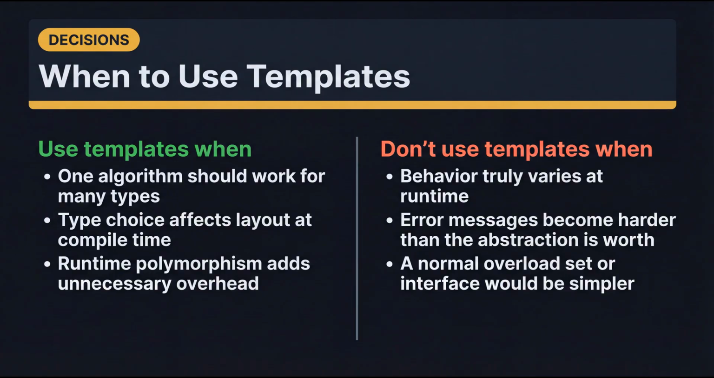The question to ask: does this code do the same thing for different types, or does it do different things? Same thing, different types: template. Different things: polymorphism, or overloads.